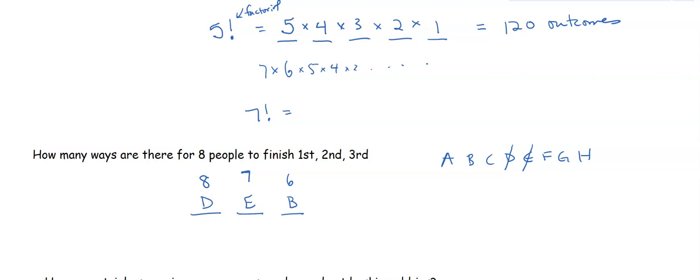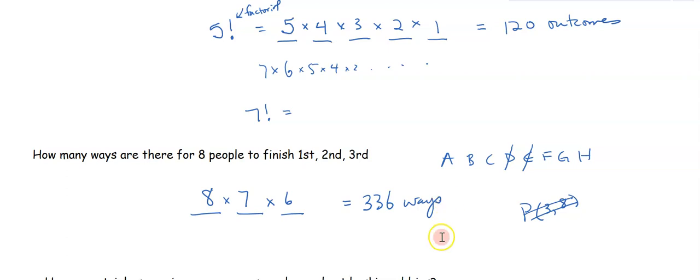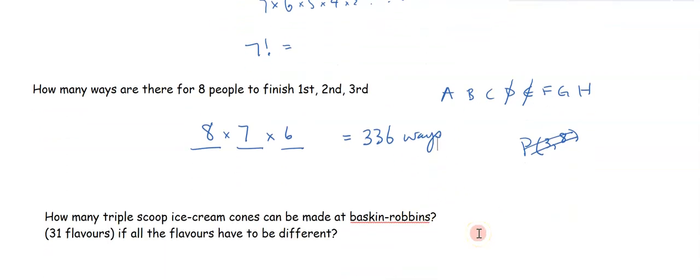So there are basically, let's get rid of the D, E, B because that was just an example. There were 8 choices for the first, and we had 7, and then we had 6. We don't go all the way down to the 5, 4, 3, 2, 1 because we're only picking 3 out of the 8. Okay? And some people even use notation for picking 3 out of the 8 for a permutation. We're not going to get into all the fancy stuff. You just have to do it this way. 8 times 7 times 6 is 336 ways that we can finish first, second, and third. 3 people out of 8.